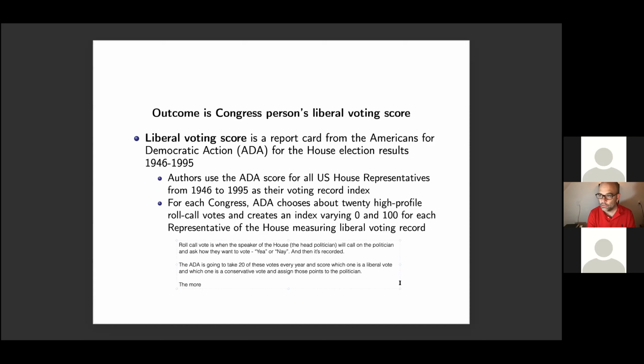The more liberal votes a politician gets, the higher their ADA score, because the ADA is a liberal organization, so they're counting votes in terms of overall liberal voting. If it was a conservative organization, it'd be the opposite.